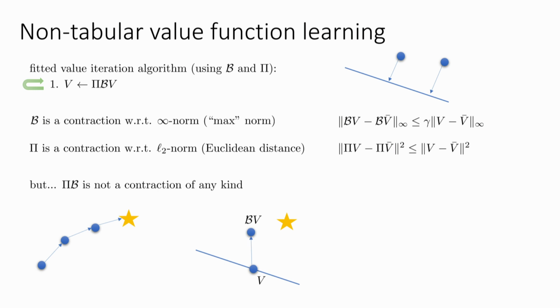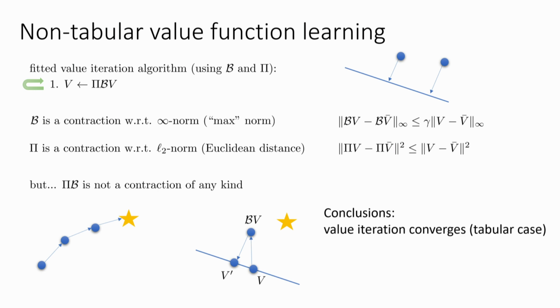So now, those of you that are in the habit of imagining geometric transformations in your head, you can look at this picture and imagine what happens when we project BV onto the line omega. Projecting BV onto the line omega means you take a line at a right angle and you get this thing. And this is further from V star than you started. In fact, if you keep going, you will get quite far away. So fitted value iteration might not converge, and it might actually move you further away from the optimum.